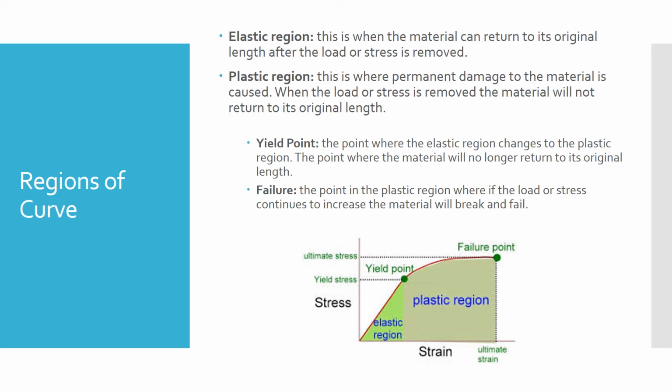The yield point is the point where the elastic region changes to the plastic region, and this point is where the material will no longer return to its original length. And then the failure point is the point in the plastic region where the load or stress continues to increase, and finally the material will break or fail.